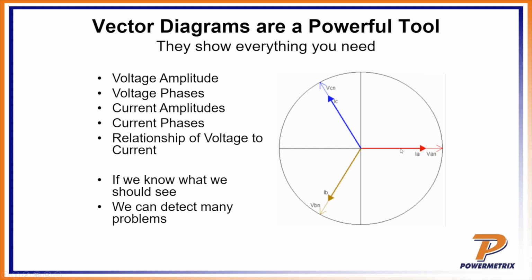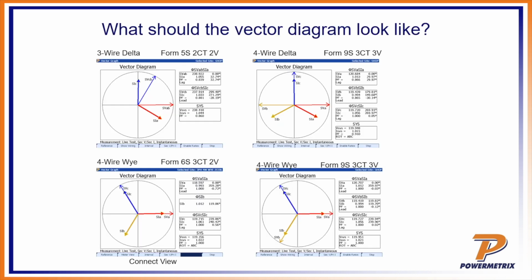I get my current amplitudes and current phases with the closed arrows, and I get my phase relationships. So I have my relationship between my phase A voltage and my phase A current. In this case, they're in phase. But I can also see my relationship from phase to phase, from A to B and from B to C. So if we know what we should see, then I also am able to see any problems.